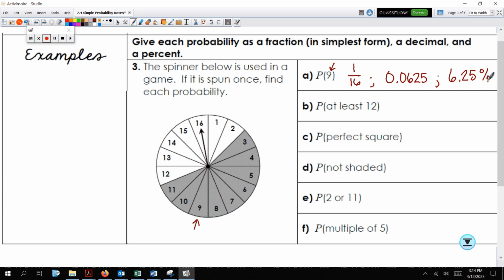All right, probability of at least 12. We already know what that means. At least means greater than or equal to. So that would be 12, 13, 14, 15, 16. So how many choices is that? That's 1, 2, 3, 4, 5. 5 out of 16 possible choices.